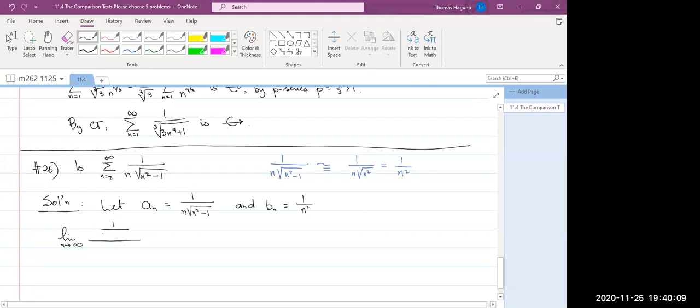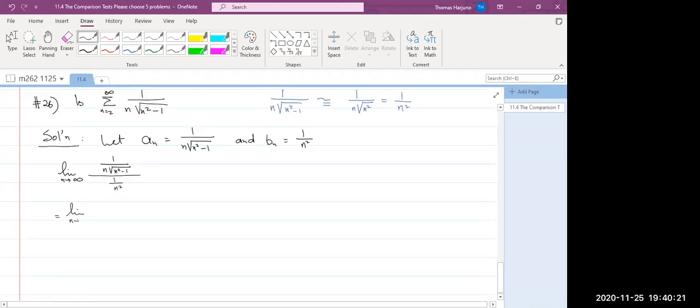It's 1 over n square root of n squared minus 1 over 1 over n squared. This is equal to the limit as n goes to infinity of n squared on the top over n square root of n squared minus 1. Cancel one of the n, this is what I get. Now divide by n on the top and the bottom. So I get n over n on the top. At the bottom, I get square root of n squared minus 1 over n.